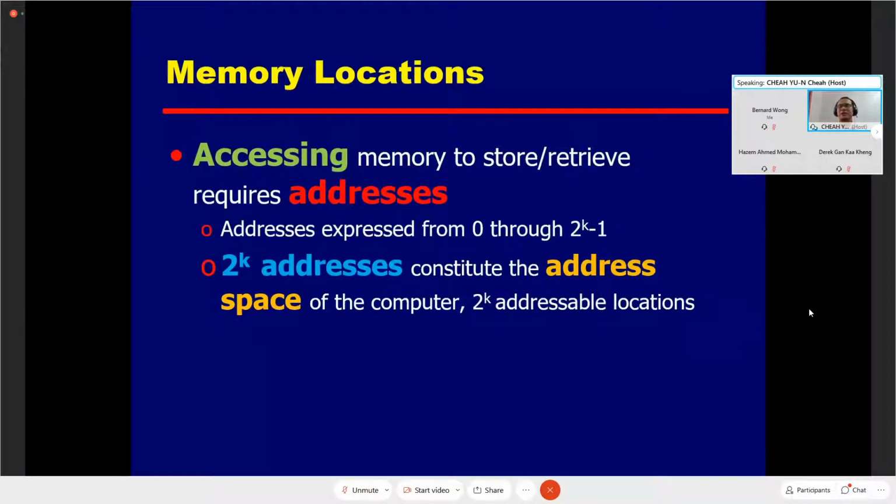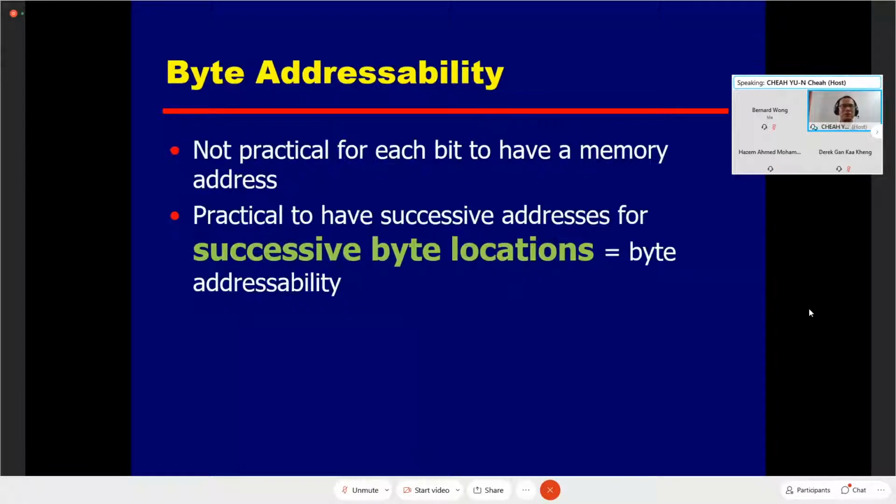And the address is expressed again in a binary convention. So it's 0 to 2 to the power of k minus 1. So if you have 128 locations, that means you need 7 bits. And then the address is expressed from 0 to 127. So that explains this one.